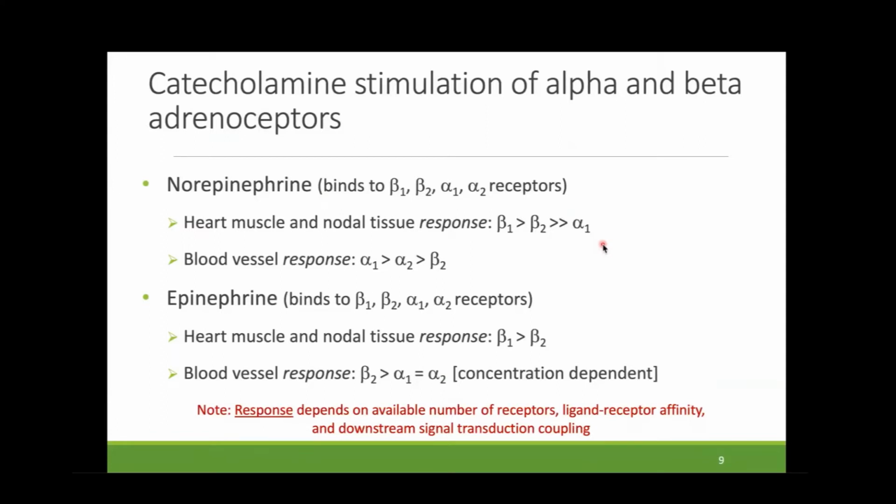So in terms of norepinephrine, the response in the heart, such as increased heart rate, contractility, is largely a beta-1 receptor mediated response, secondarily a beta-2, as I talked about yesterday. There is a small alpha-1 response, but it's very, very minor compared to the beta-adrenergic response. In blood vessels, the response is primarily mediated by alpha-1 receptors and secondarily by alpha-2 receptors on the vascular smooth muscle.